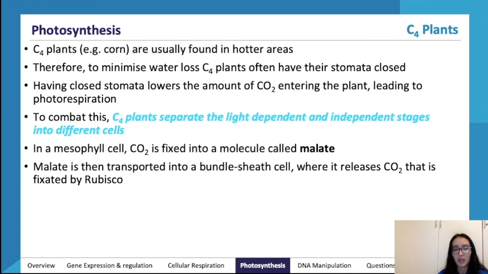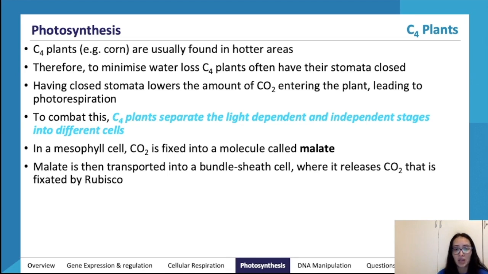So different types of plants, so not C3 plants, C4 plants rather, such as corn. These are usually found in hotter areas, and in order to minimize water loss, C4 plants often have their stomata closed. And so stomata are like little holes, pores on the side of the plant. If it's in a really hot area, plants such as corn will close their stomata. While this is good at preventing water loss, it can actually be quite detrimental to the plant because it can lower the amount of carbon dioxide entering the plant. As such, you may actually have photorespiration occurring, which is that fixation of oxygen. Not good. So we have to get around this somehow.